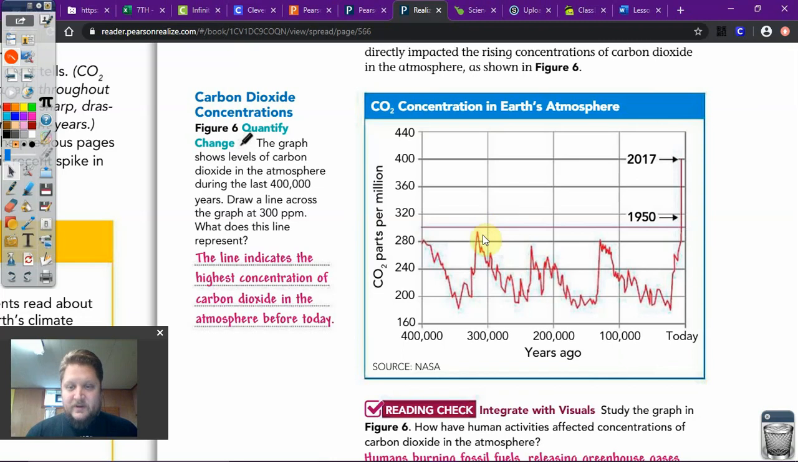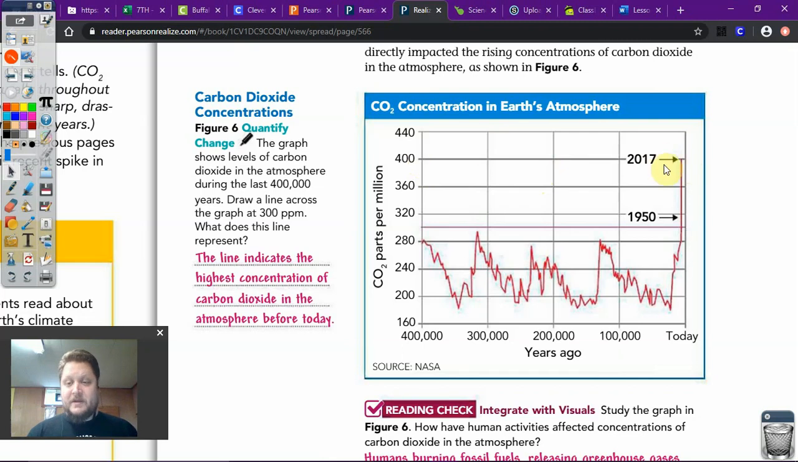So if we're looking here, 300 parts per million, boom, we reached that not too long ago. Right here, I'm sorry, so 1950. Here's where we were at 1950. In the year 1950, we were above 300 parts per million. And in 2017, so we're talking a few years ago, we were up to 400 parts per million, which, according to our data for 400,000 years back, has never happened.